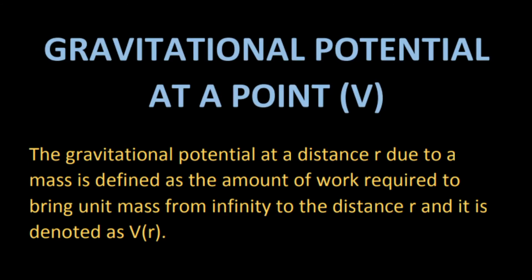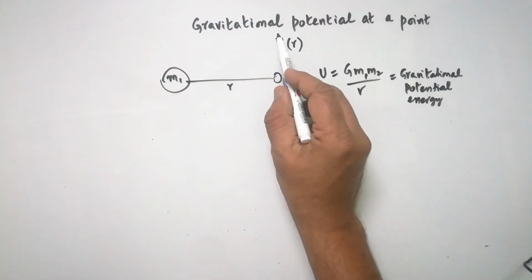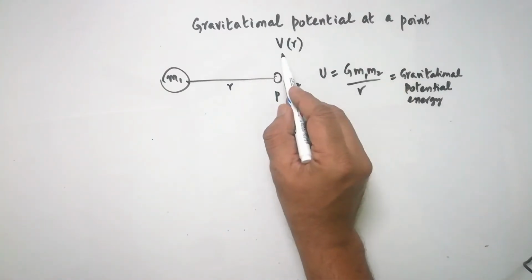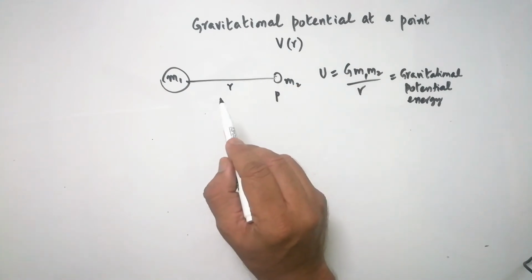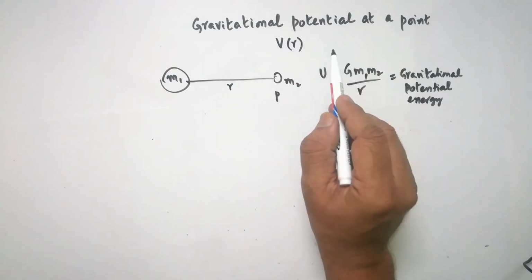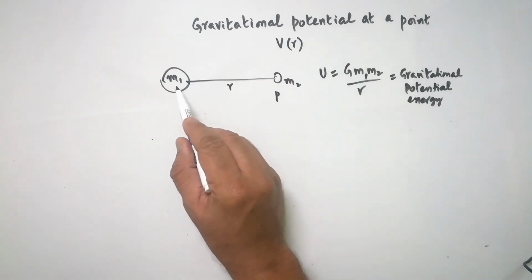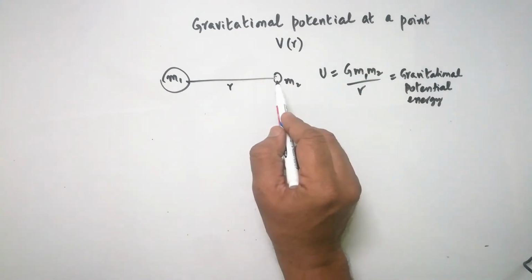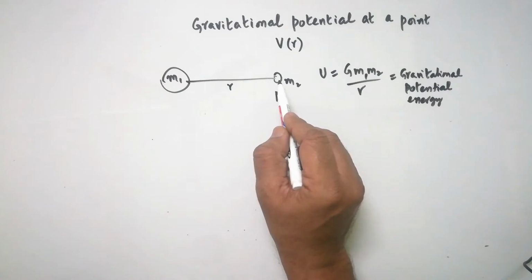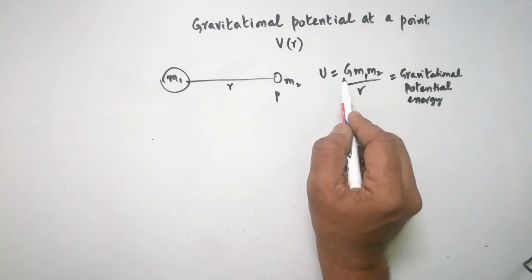Now we are going to learn a new term called gravitational potential at a point. Here, the term gravitational potential is represented by the letter V. What is gravitational potential? Gravitational potential due to the mass m1 that could be measured at a point P. Are you clear?